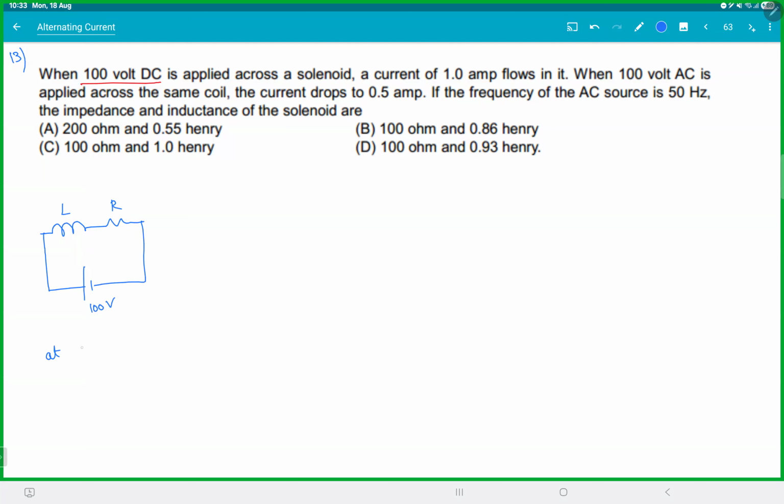So after a long time, current I will be V by R. He's saying this is 1 ampere. So basically, he gave you indirectly resistance is 100 ohms. Or else there is another way to explain what is happening. He said solenoid, he didn't say inductor. A solenoid is simply a coil. So a coil will also have a resistance. Wire, no?